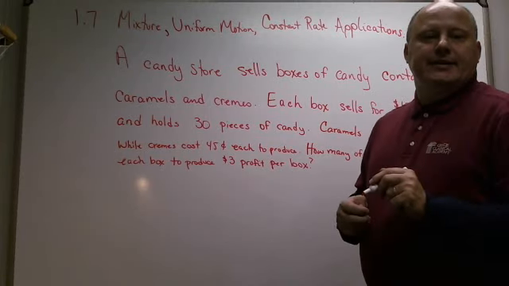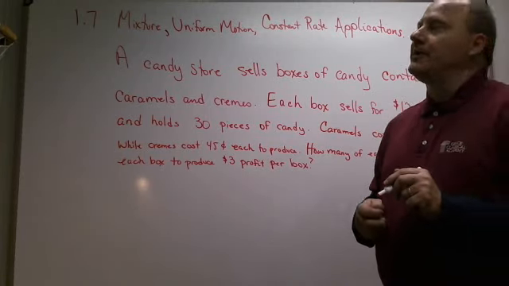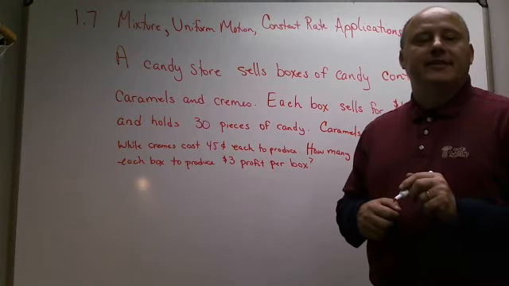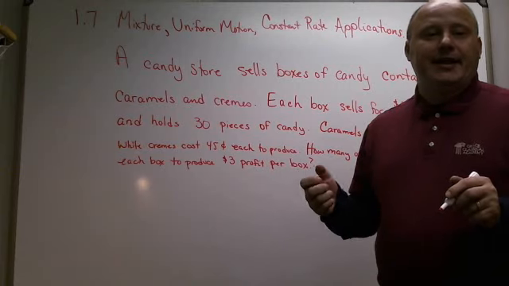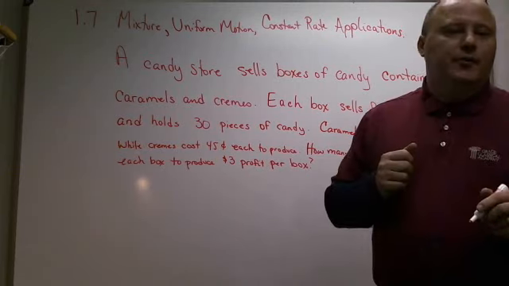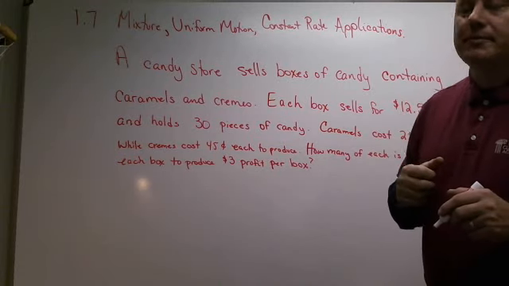Hi, this is the lecture overview for 1.7. It's actually going to be very quick. 1.7 is a section that has three types of things going on: mixture, uniform motion, and constant rate, which is what I call job problems.